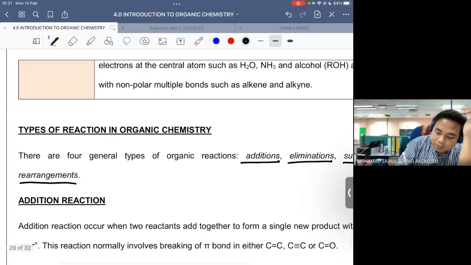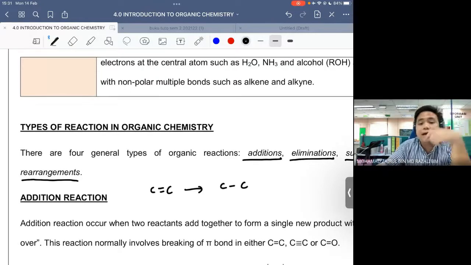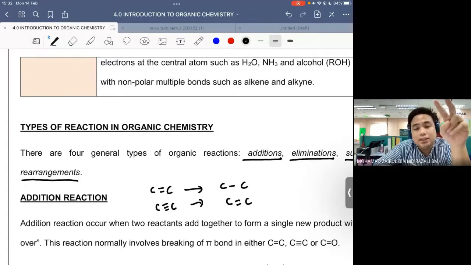So kalau double bond dia jadi single bond, itu kita panggil sebagai addition reaction. Sebab kita breakkan dia punya pi bond itu, kita akan form 2 new sigma bond. So kalau triple bond jadi double bond pun kita panggil dia sebagai addition, sebab kita dah kurangkan dia punya bond.